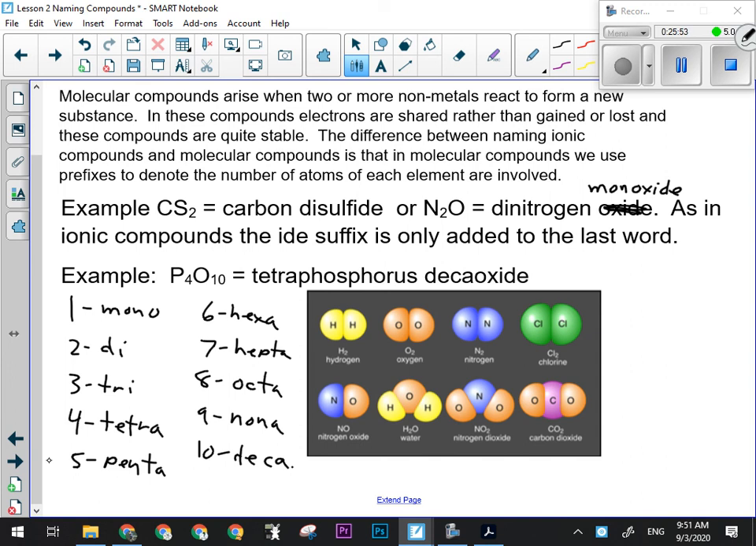In terms of the order of the names, it's in whatever order the compound was written. So in this case where we have P4O10, we write phosphorus first, oxygen second, so it's tetraphosphorus decaoxide. The second nonmetal still gets its name ending changed to -ide.